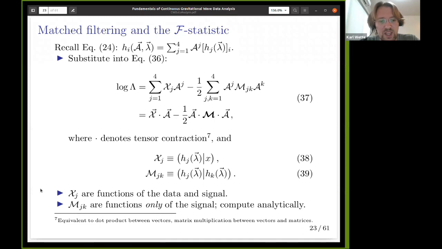And then we have this matrix M, which gives us the inner products of the basis functions with themselves. So M_jk is the inner product of h_j with h_k. So those are the basis function indices. One thing we'll note is that x_j is a function of both the data and the signal, whereas our M_jk components only depend on our signal model. So there's no x in equation 39, it's just the model h, which we know. So we can compute those analytically.